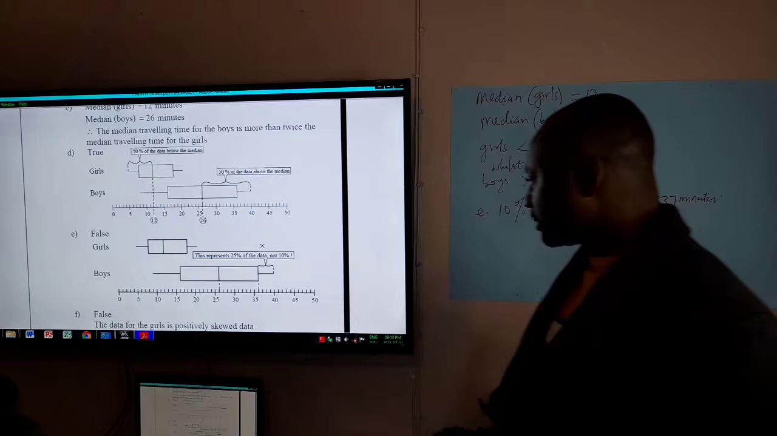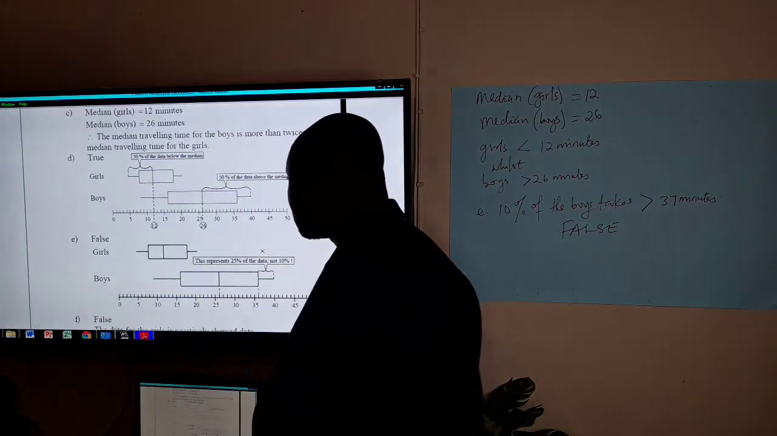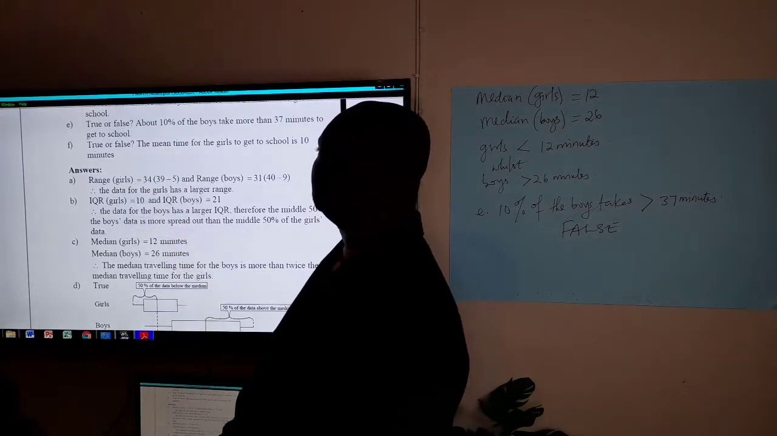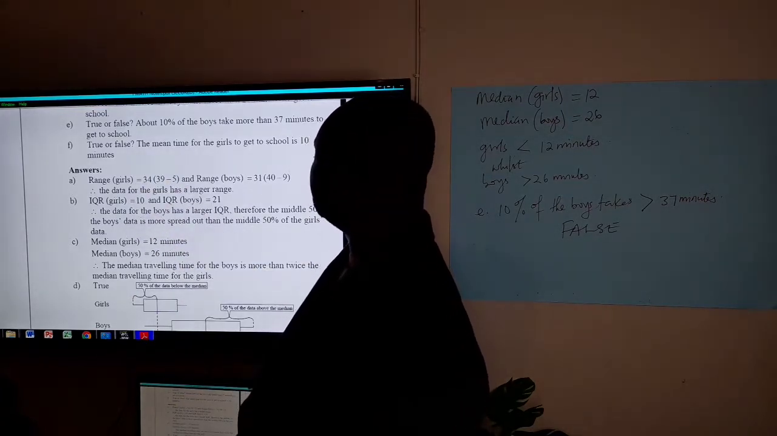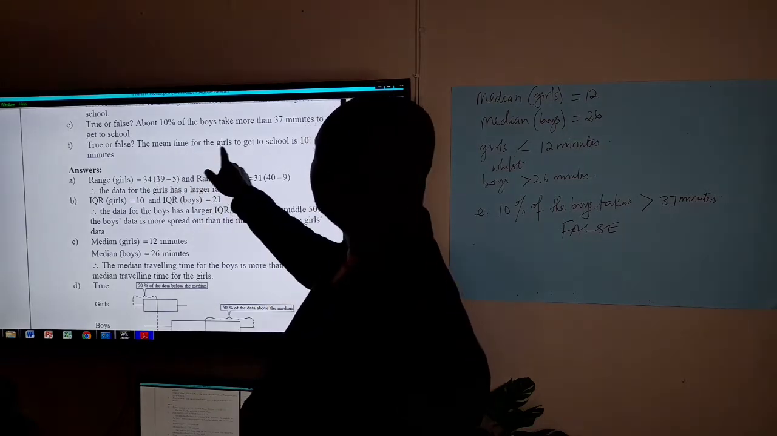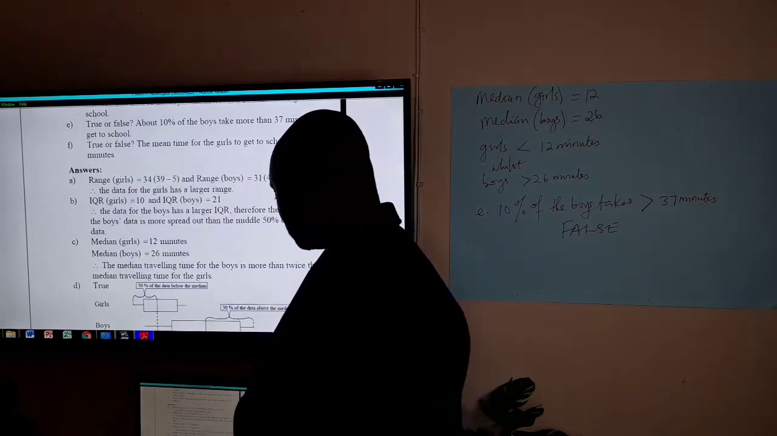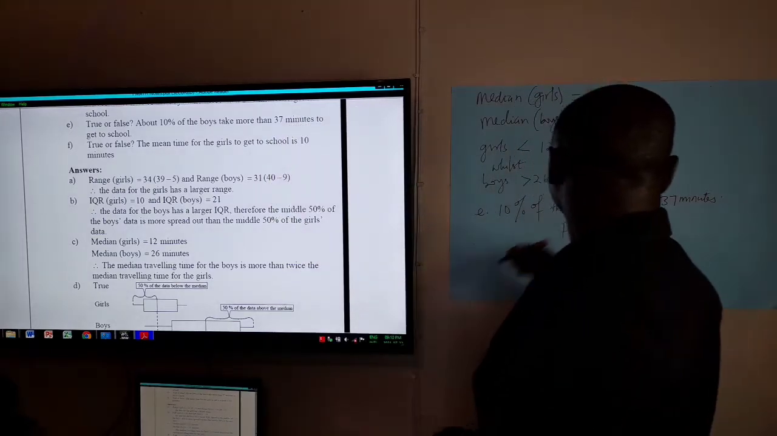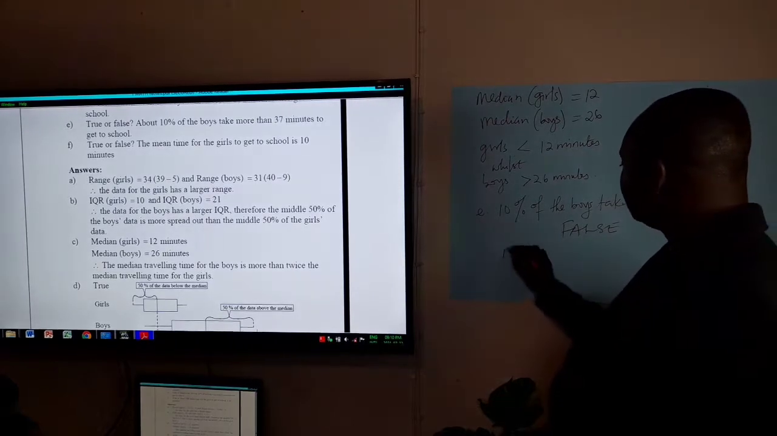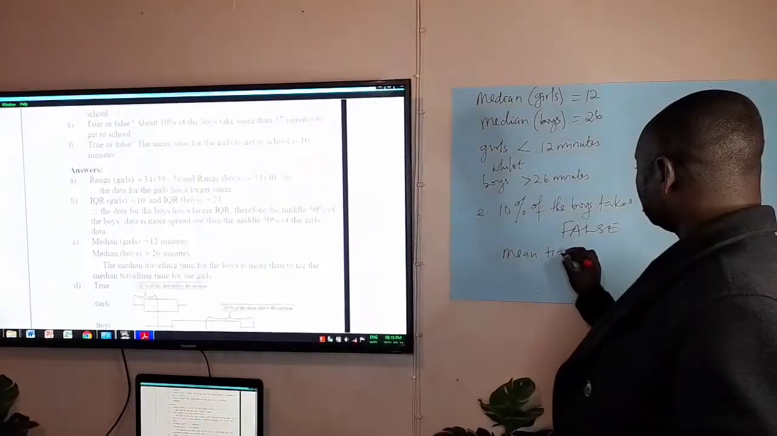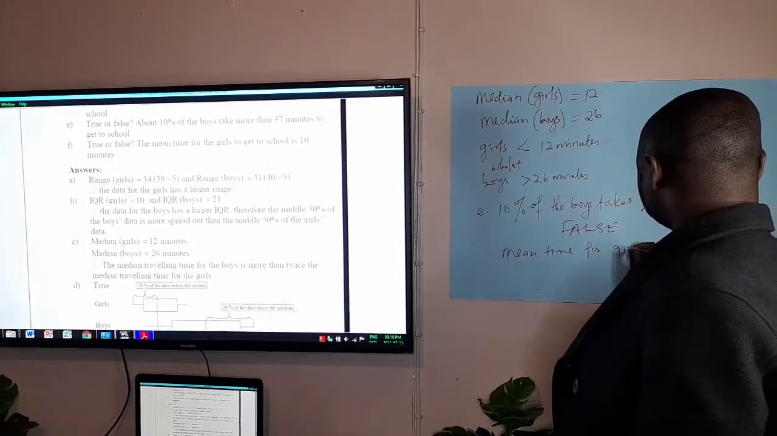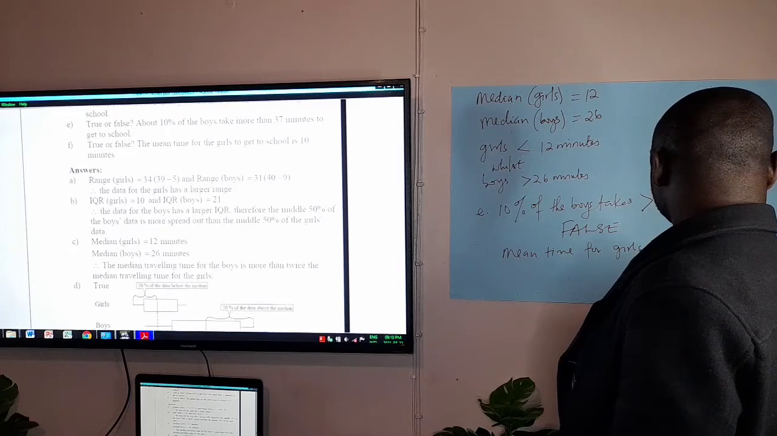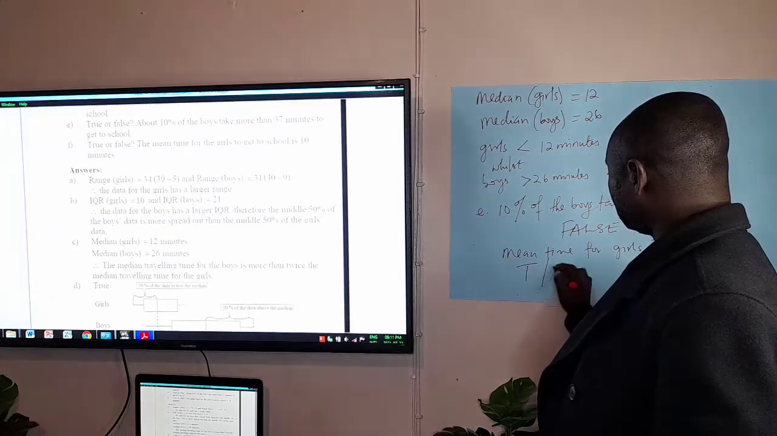Now, the next question. Let's go to the next question again. The next question, true or false, says the mean time of the girls to get to school is 10 minutes. True or false? So we are looking at the mean time for girls is 10 minutes. That is the question, true or false.